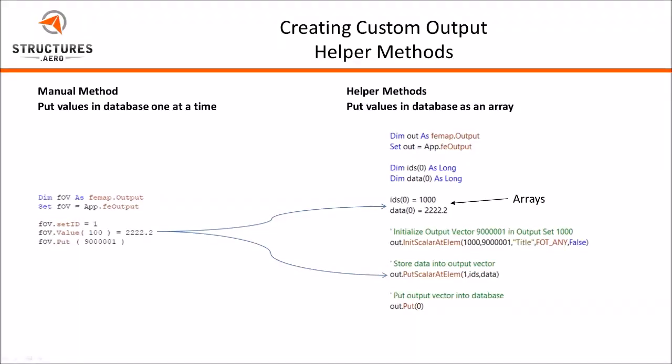So those two pieces of code do the same thing. However, they accomplish it in very different ways. And the one on the right is expandable because we can populate those arrays and then place them into the output vector or into the Femap database in a bulk operation. So instead of making a million COM calls, we're making one to place that data in.